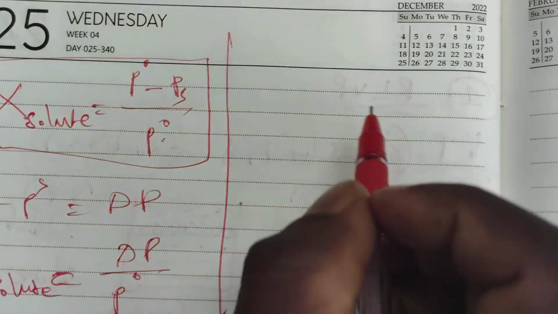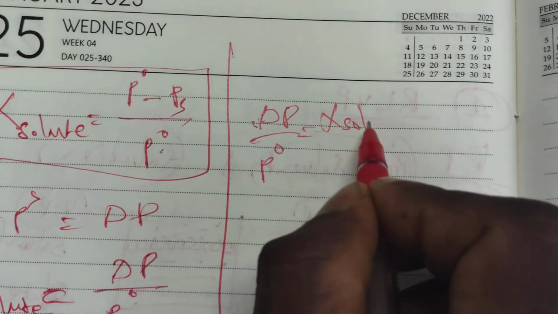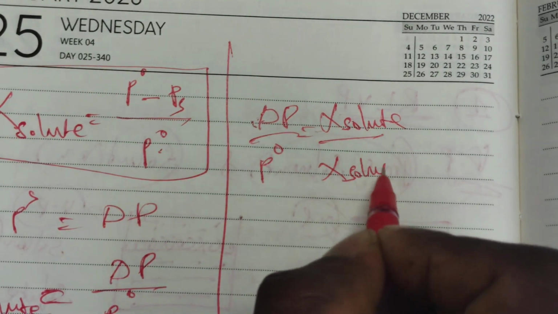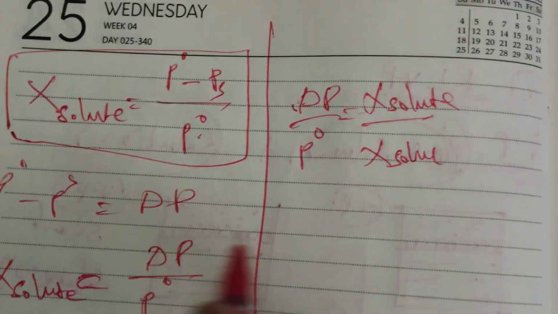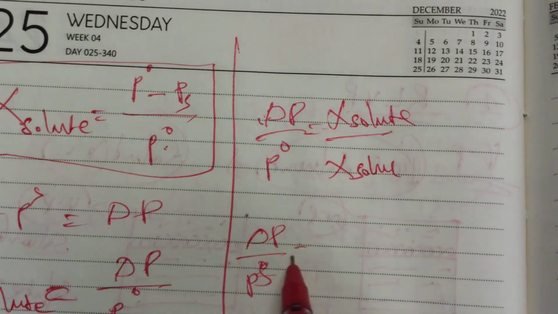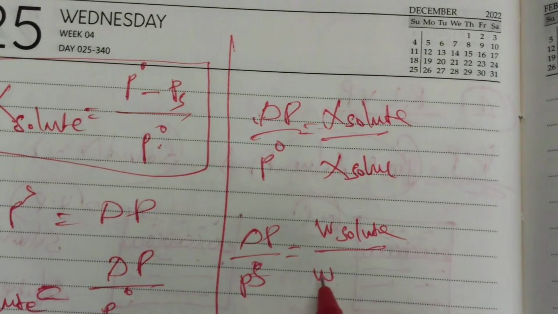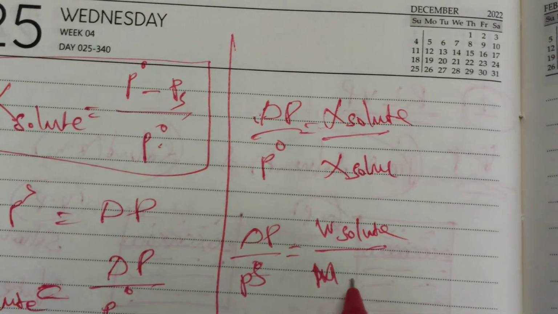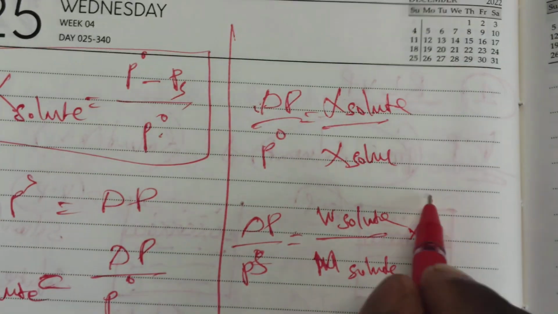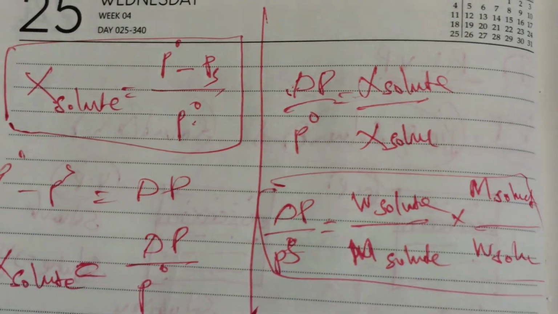So now we can rearrange this formula. P naught minus P divided by P naught is equal to X of the solute divided by X of the solvent, and also delta P divided by P naught or Ps is equal to the weight of the solute divided by the molecular weight of that solute, into the molecular weight of the solvent divided by the weight of the solvent. This formula is also the most important.